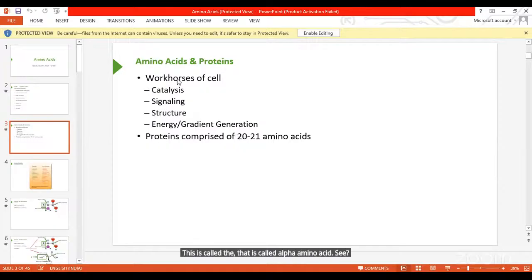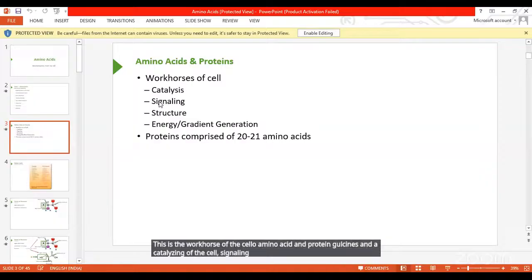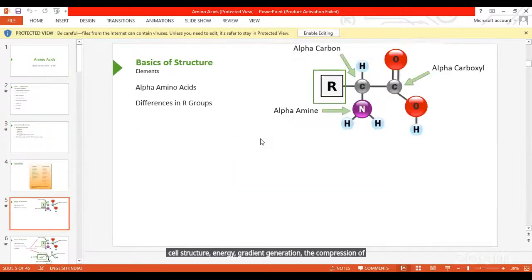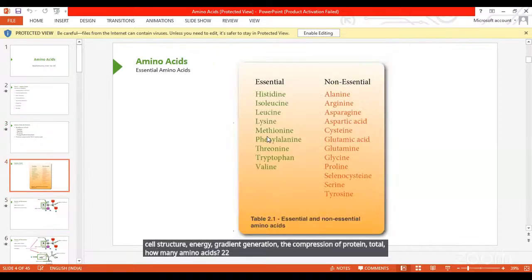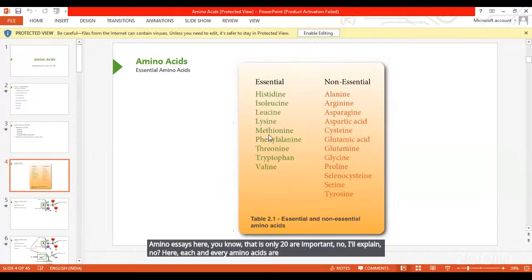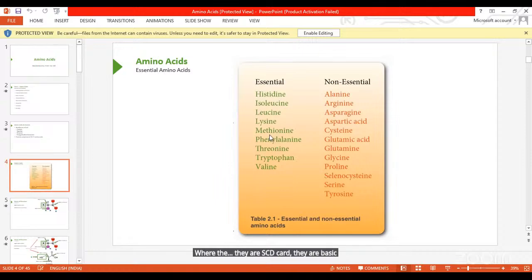This is the workhorse of the cell. Amino acids and proteins together do catalyzing, cell signaling, cell structure, energy, gradient generation. The composition of protein: total how many amino acids? 20 to 21. What are the essential amino acids? What are the non-essential amino acids? Here each and every amino acid is classified by the polarity of the R group side chain, whether they are acidic or basic.